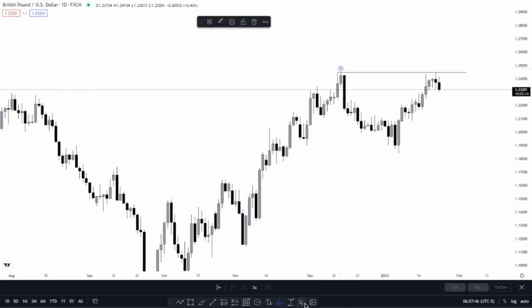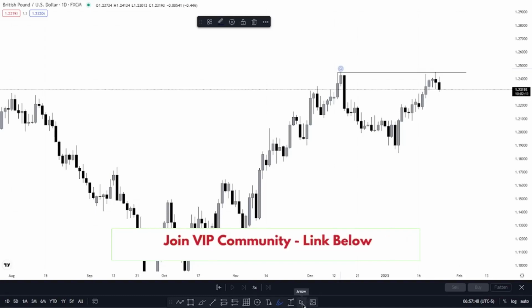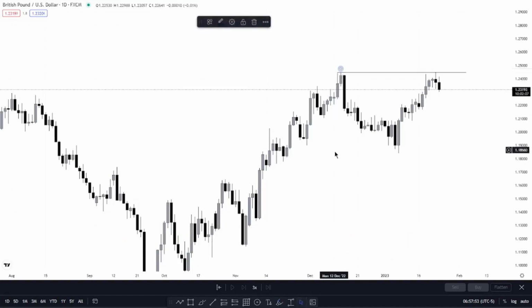The reason why this is a valid high is because it took out this liquidity here, like I explained in our last video. So I'm not going to be repeating myself over this daily time frame, but I just want you to know that this is our daily high, and as you can see, price went to that daily high and failed to take it out.